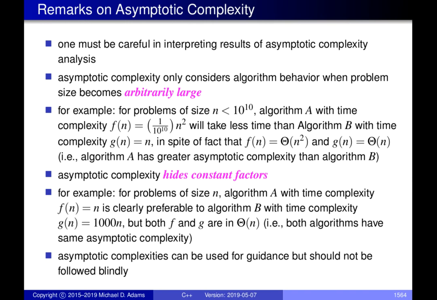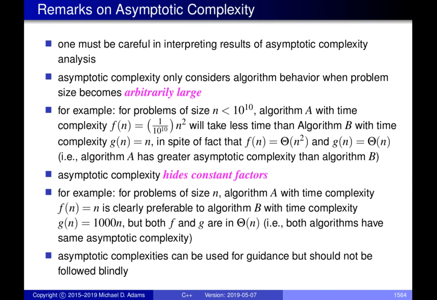Just as an example here, I have algorithm A, and someone has gone through the pain and figured out that it takes exactly this many seconds. If you run the algorithm, it takes 1 over 10 to the 10 times n squared seconds, where n is the size of the problem. Maybe you're sorting numbers with some fancy type of sorting algorithm. And then I have another algorithm B, which takes n seconds for a problem of size n.